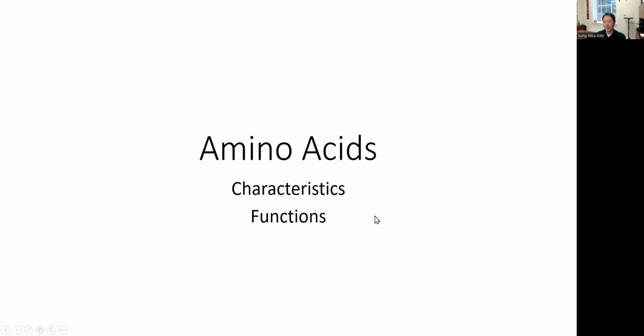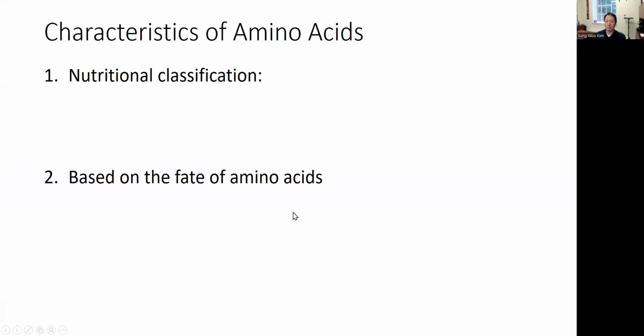So let's talk about amino acids. For the characteristics of amino acids, we will talk about nutritional needs or essentiality. We can classify amino acids based on that. Also, we can group the amino acids based on their metabolic rates. Right? So let's talk about those.